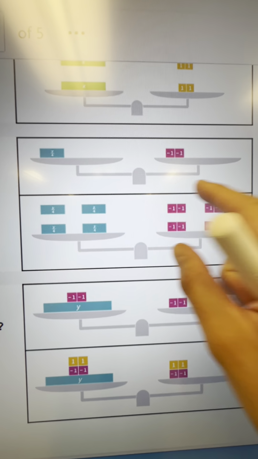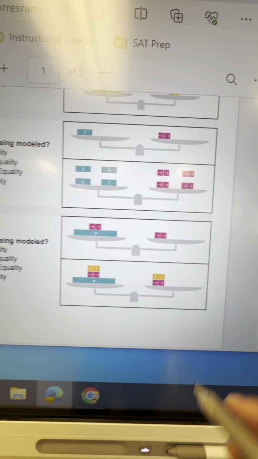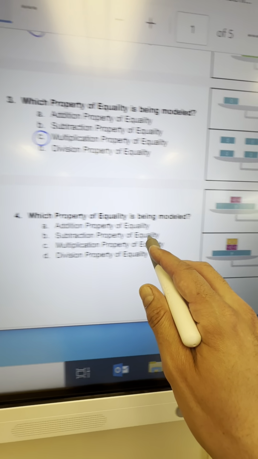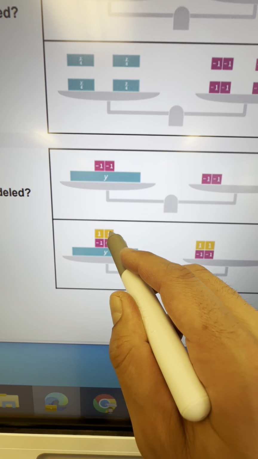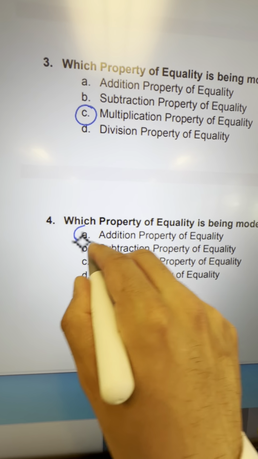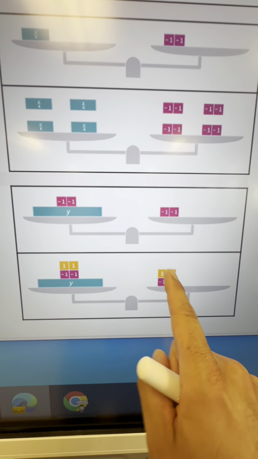Notice even though we're adding things on both sides, we're not adding the same thing on both sides. Here's what I mean. If you look at number 4, we have y minus 2 equals negative 2. Now they introduce 2 positives here and 2 positives here, so we're adding 2 on both sides. This is the addition property of equality, because we're adding the same amount to both sides.